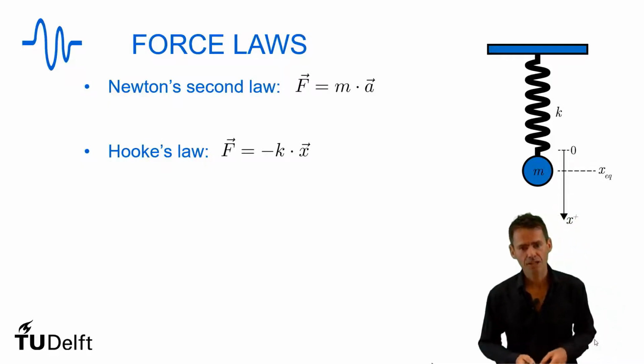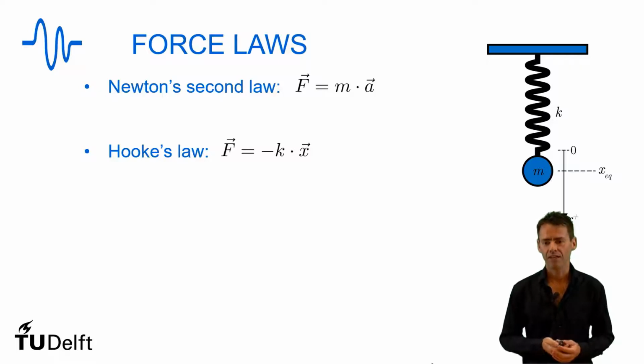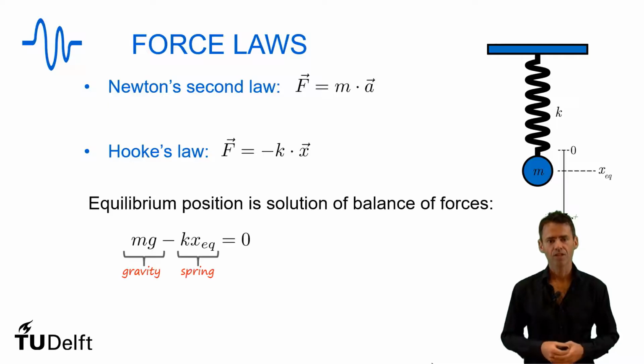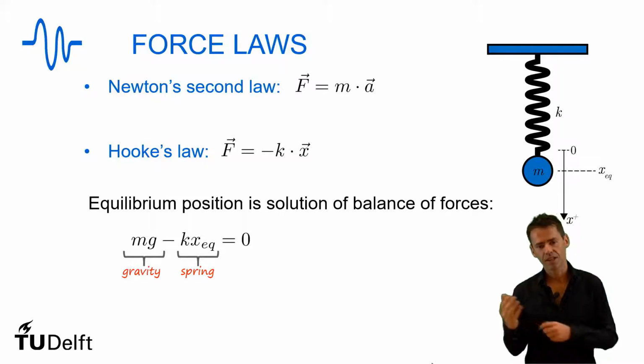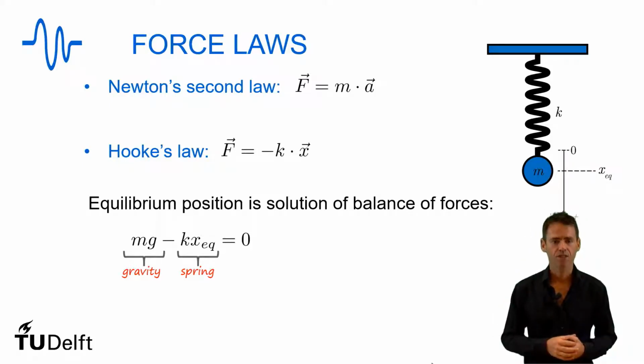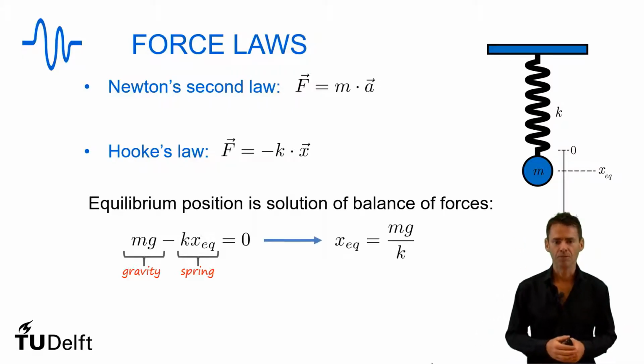Okay, so what happens now if you just hang this mass in gravity along this spring? We can now equilibrate the balance of forces. On the one hand, we have gravity pulling on the mass with m times g as a force. And on the other hand, we have the spring force counteracting this force and pointing in the opposite direction, with a force minus k times an unknown extension x equilibrium. If we equilibrate this, we can find the equilibrium position to be equal to m times g divided by k.